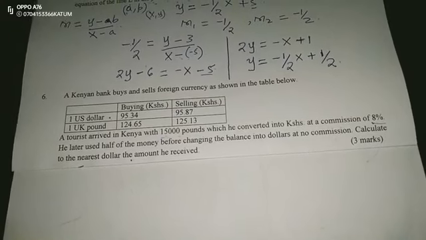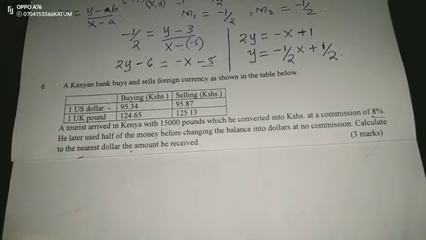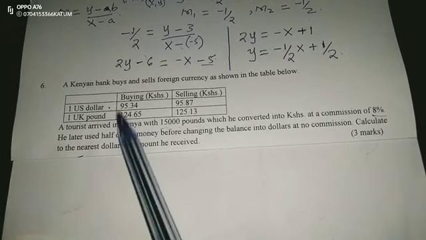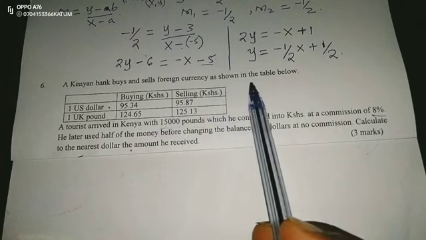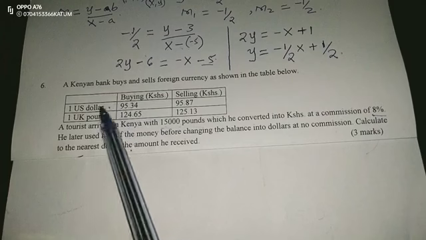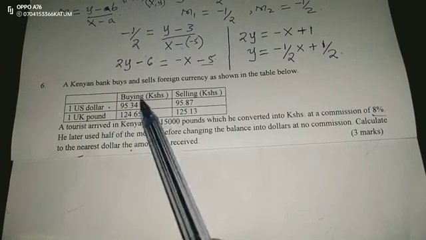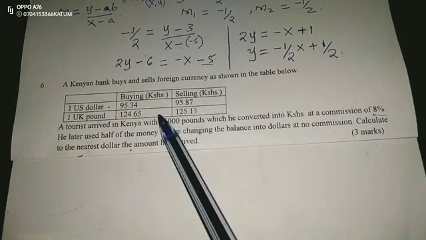We're going to discuss currency exchange rates, which is a subtopic in Commercial Arithmetic 1. We are taught that a Kenyan bank buys and sells foreign currency as shown in the table below. So we have the currencies here, US dollars, the UK pounds. Then they are buying and the selling rates as shown in the table.